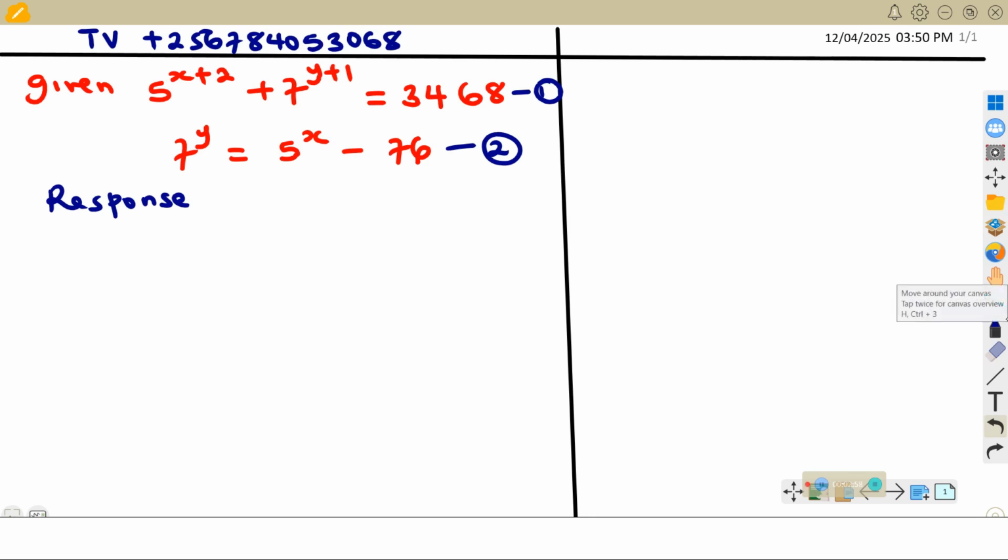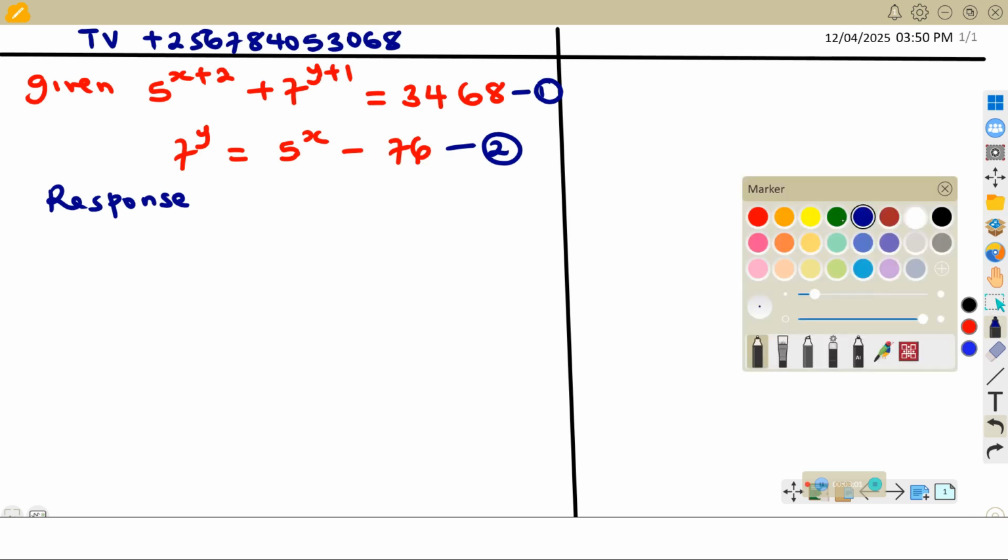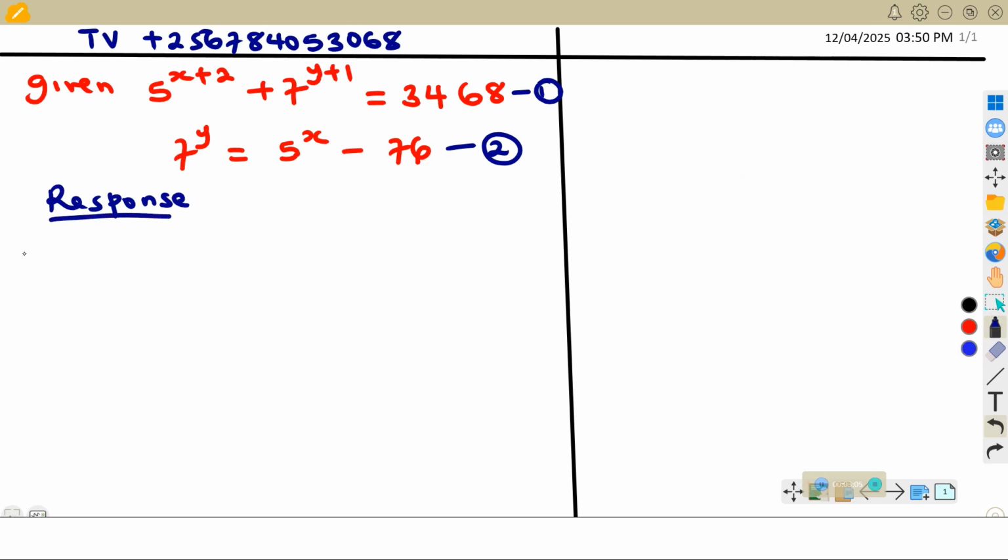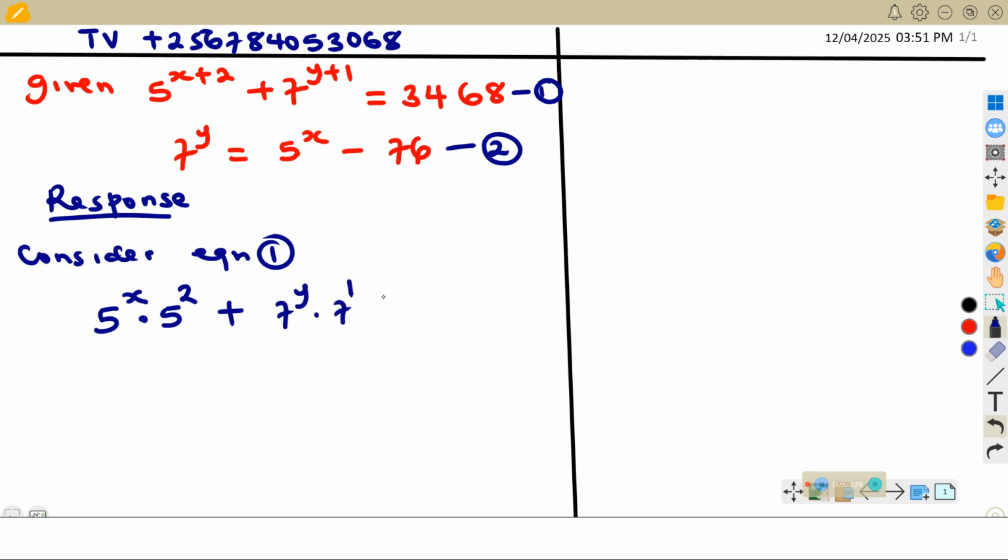So let us try to simplify equation number 1. We have 5 to the power x plus 2, but this can be written as 5 to the power x times 5 squared, since we are having addition in the powers, which means the same as multiplication. The base is maintained as 5, and this is to the power 2. Plus 7 to the power y times 7 to the power 1, which is equal to 3,468. This can be simplified further to be 5 to the power x times 25, plus 7 to the power y times 7, and this is equal to 3,468.